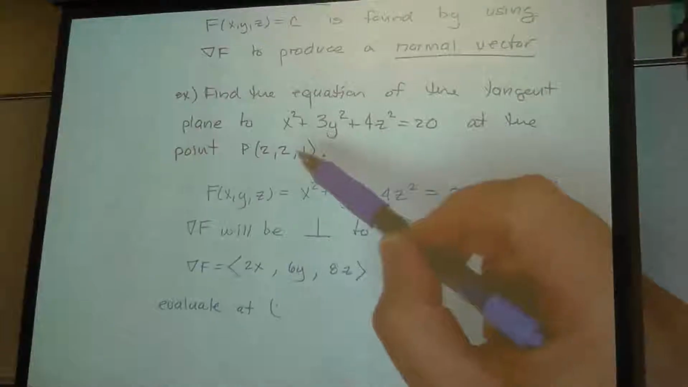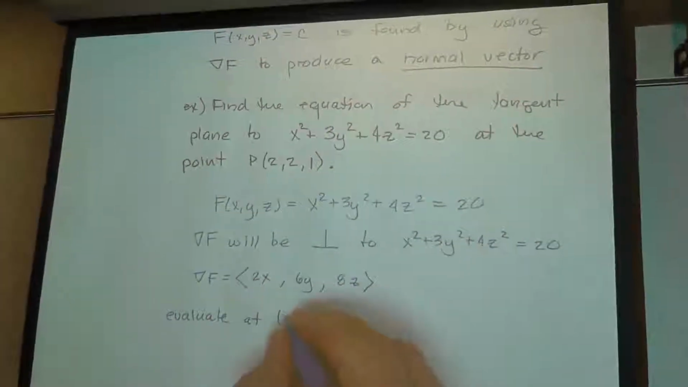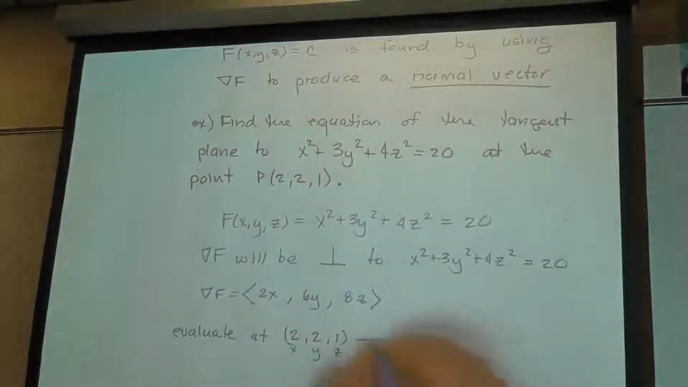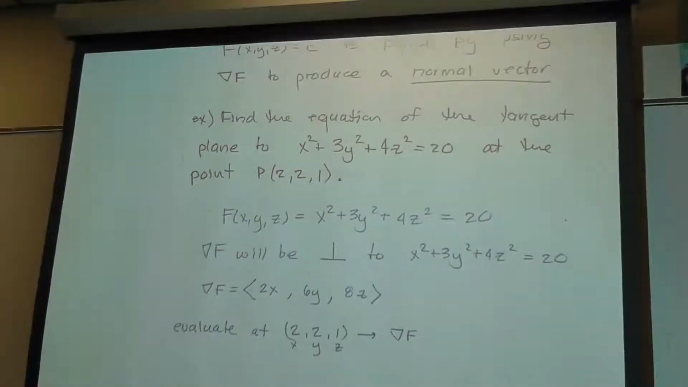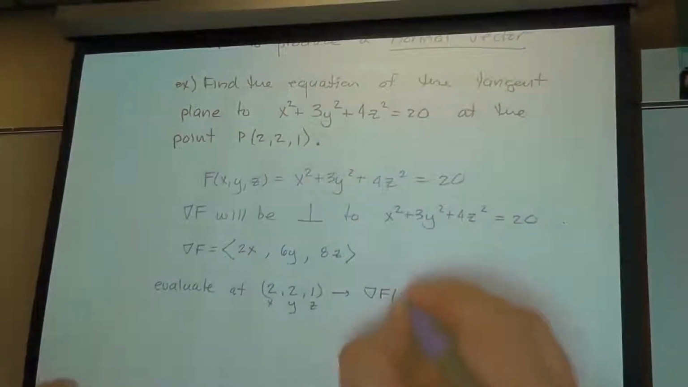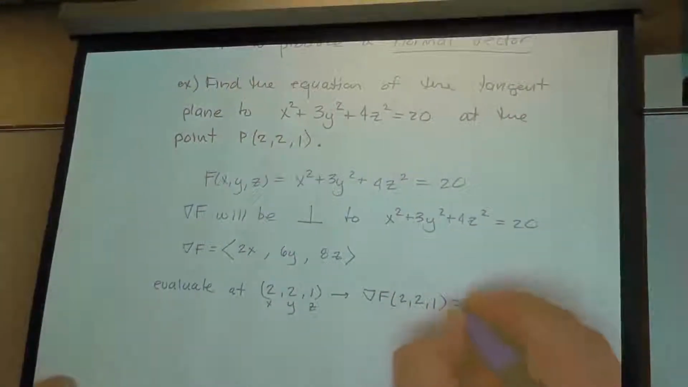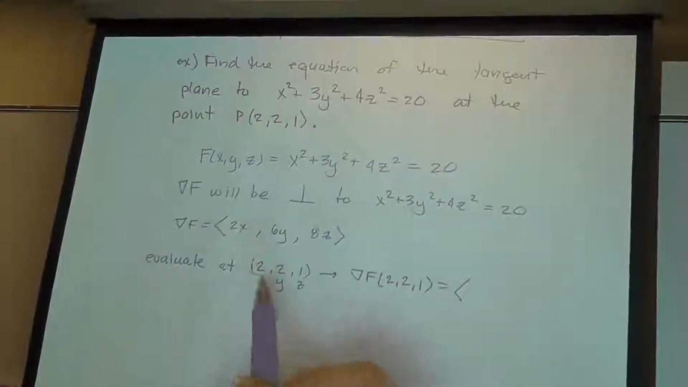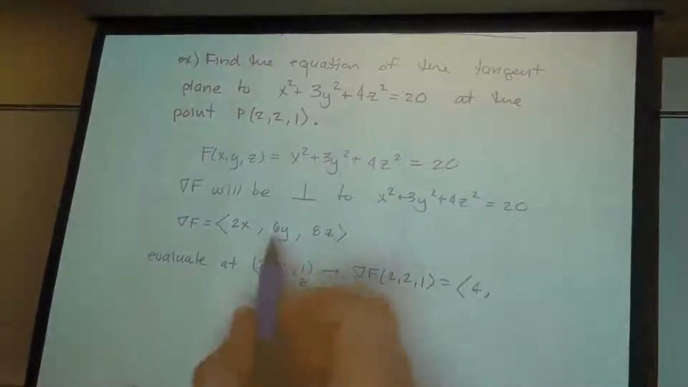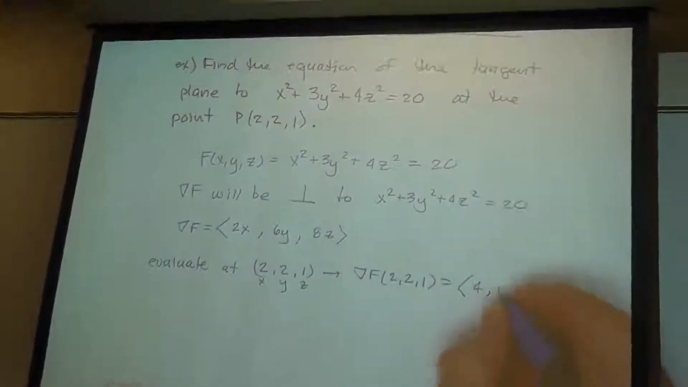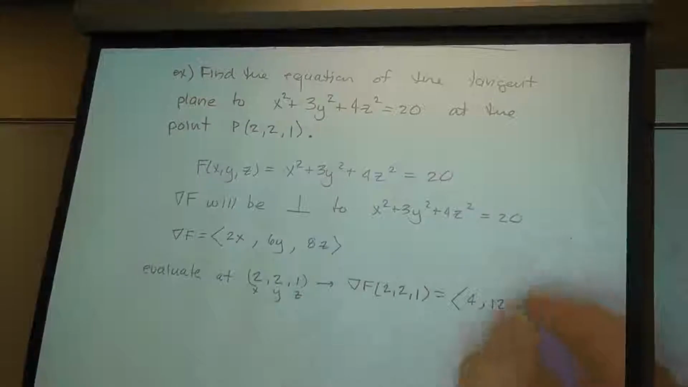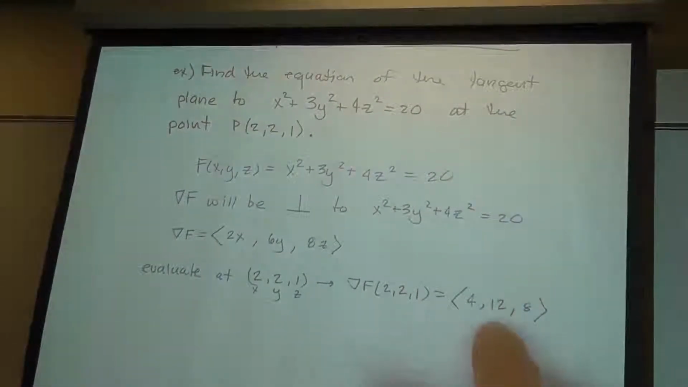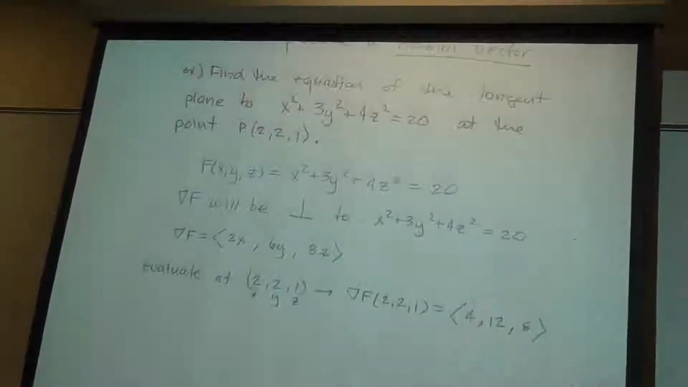So I want to evaluate the specific gradient at (2, 2, 1). Remember, that's x, y, and z in alphabetical order. So my hyperdimensional gradient, with 2, 2, 1 plugged in for x, y, z, will give me a perpendicular normal vector. 2 times 2, 4 for i, 6 times 2 is 12 for j, and 8 times 1 will keep 8 for k. So this is guaranteed to be a normal vector to the surface of that ellipsoid.